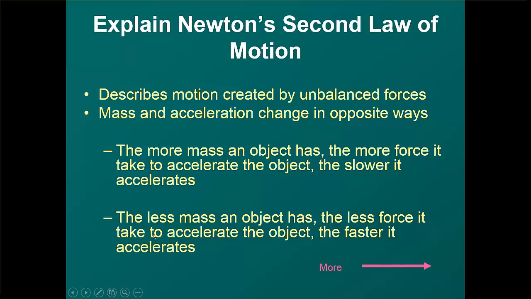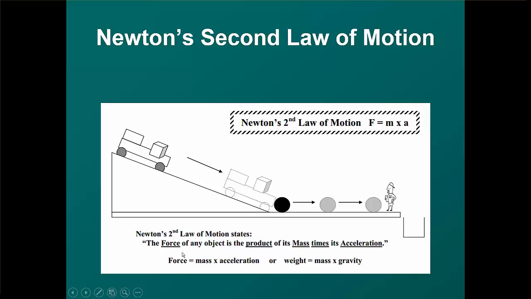Or conversely, the less mass an object has, the less force it takes to accelerate the object, so the faster it accelerates. All right, here's an example of it. You have a cart going down a ramp or an inclined plane there.